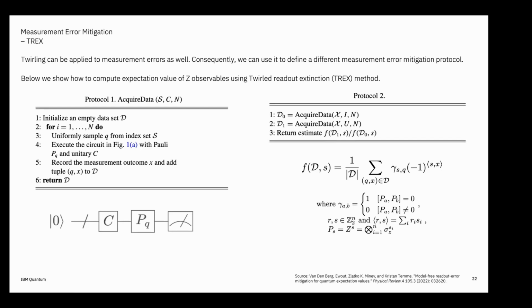So it's much simpler than the M3 method. And it's actually the default method now. If you're ever computing expectation values using Qiskit, it will just naturally do T-Rex for you.